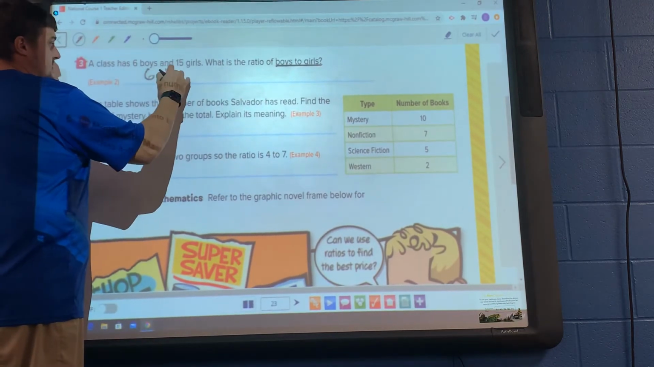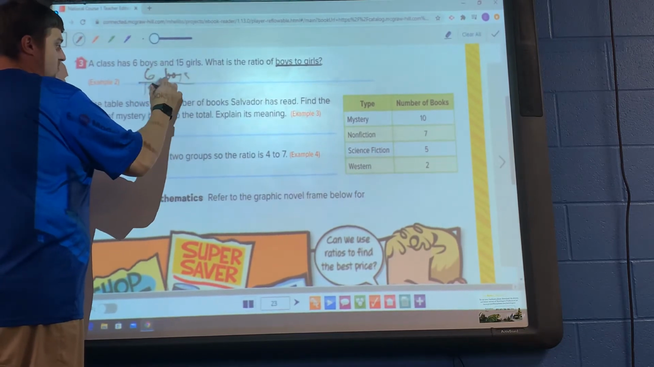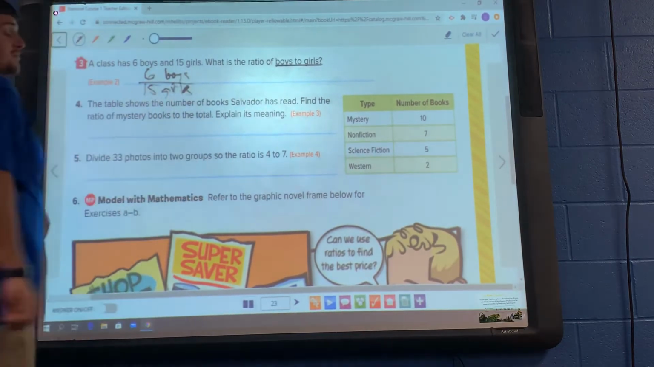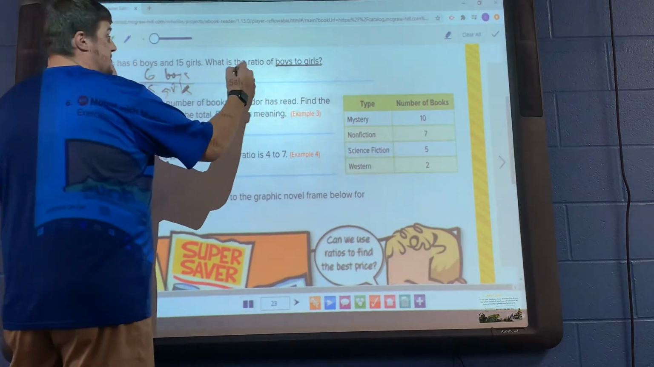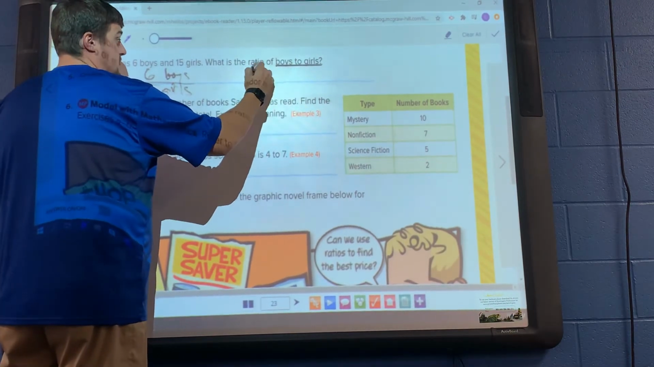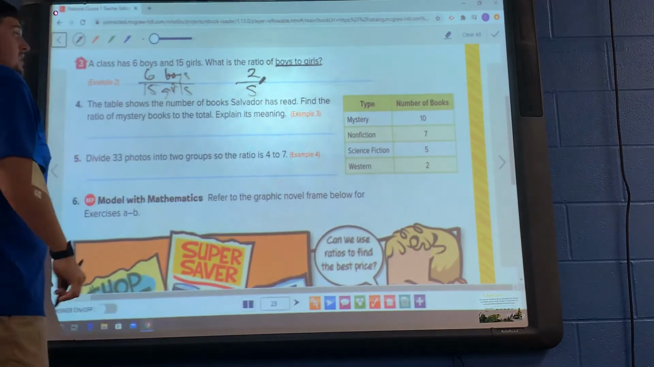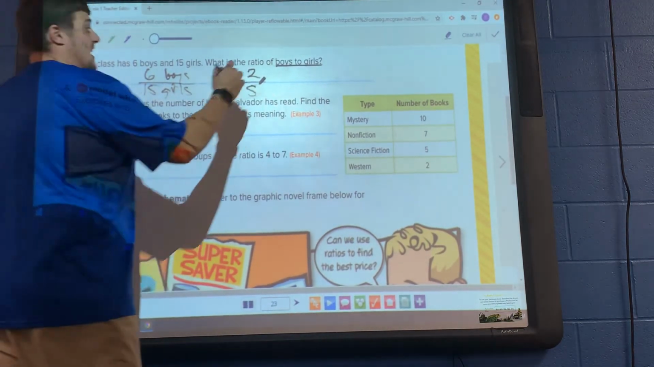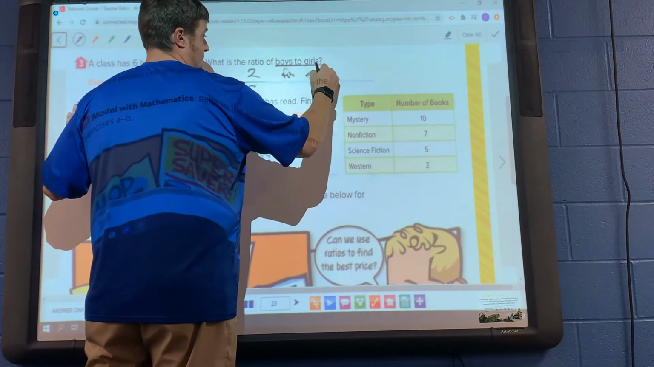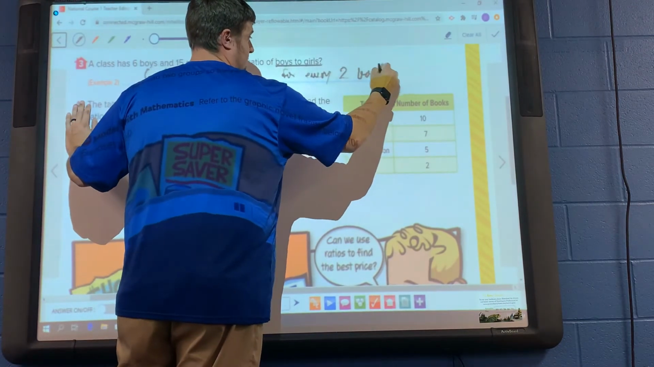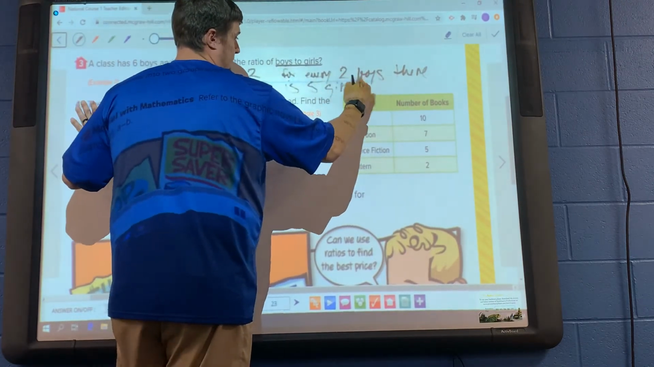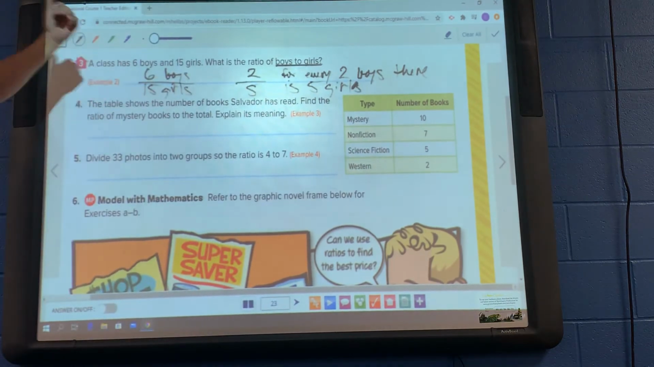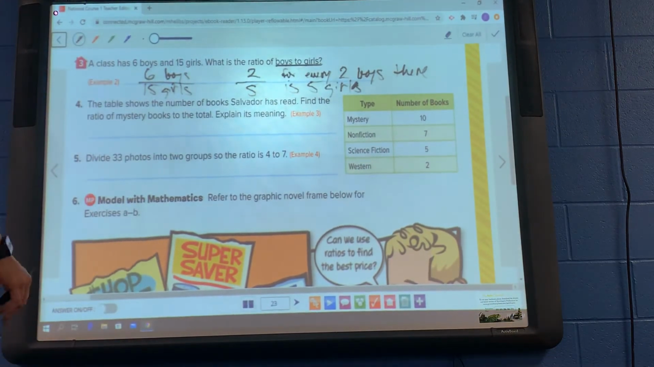So 6 boys, I'm just going to write that up there so we remember, and 15 girls. Now we have to figure out if this can be simplified. We've got to look at 6 and 15. What do they have in common? What can we divide out of both of those? Well, 3. So we're going to divide a 3 out of both top and bottom. That would be 2 to 5, which means for every 2 boys, there are 5 girls. So in that class, for every 2 boys in the class, there are 5 girls.